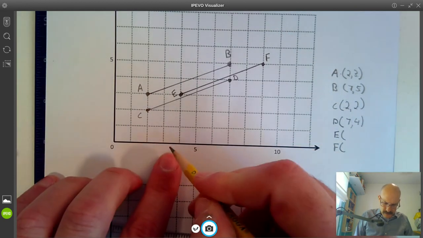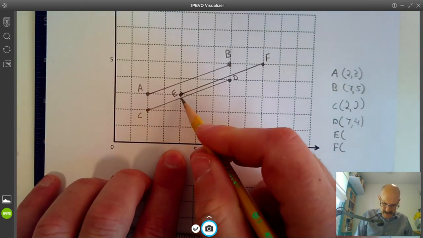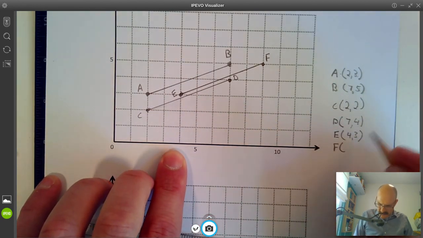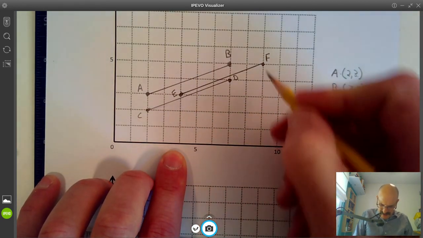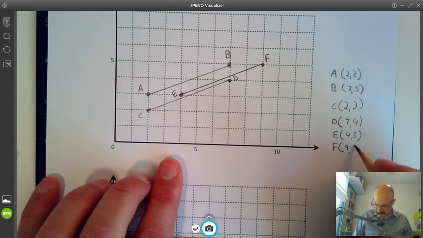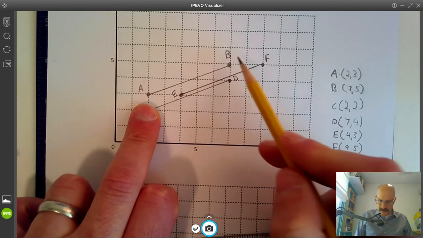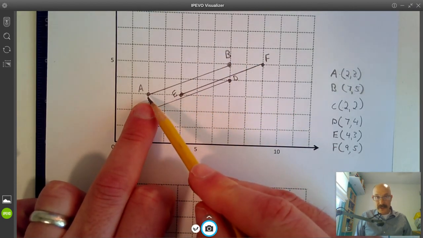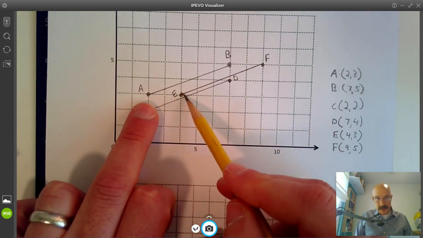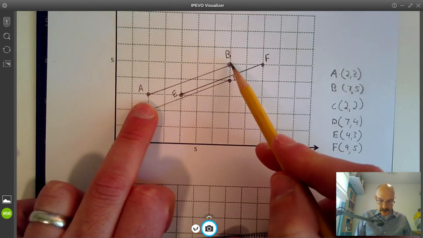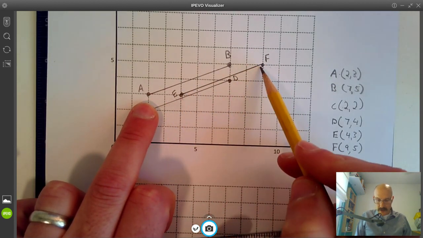E is 4, 3. F is 9, 5. And I want to compare A and E and B and F. And what I'm going to see is the X coordinate changes, Y coordinate stays the same.